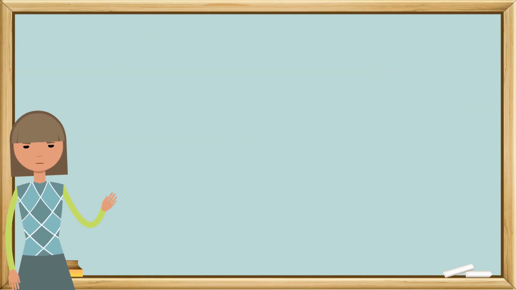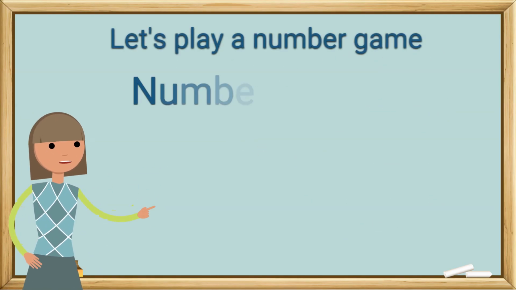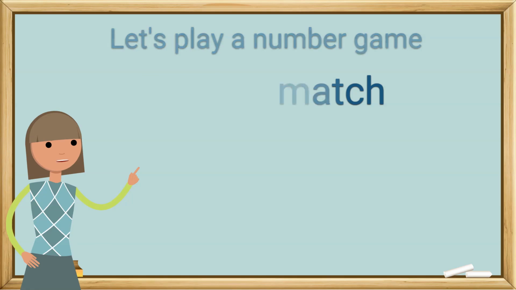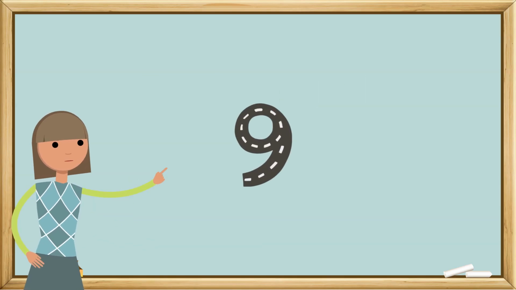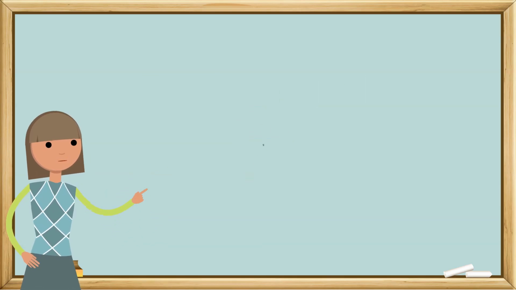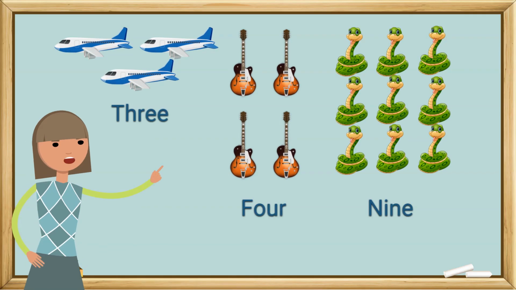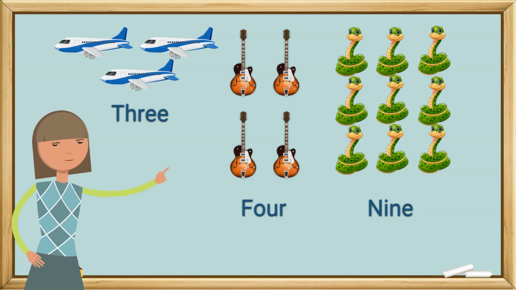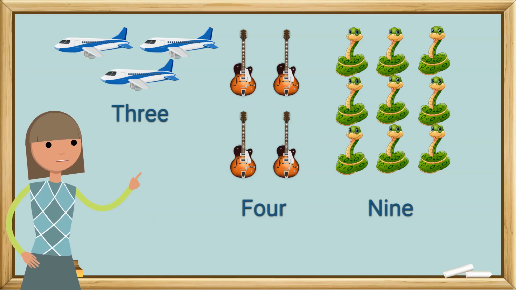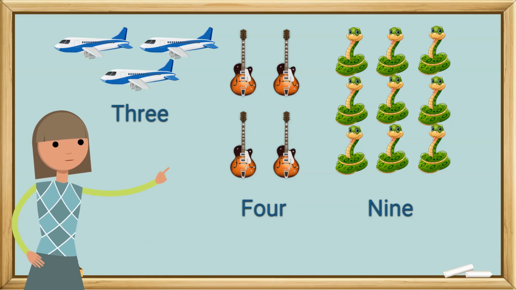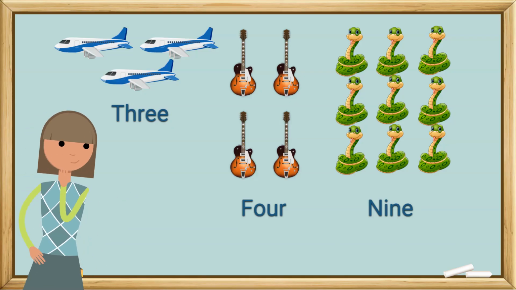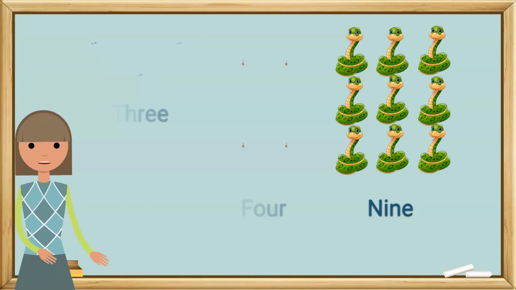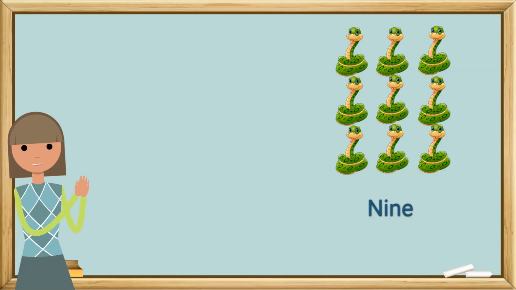Hello friends! Let's play a number game. It's a number match. You have to match number 9 with 9 objects or things. Where here do you see 9 things? 9 airplanes, 9 guitars, or 9 snakes? 9 snakes. Very good.